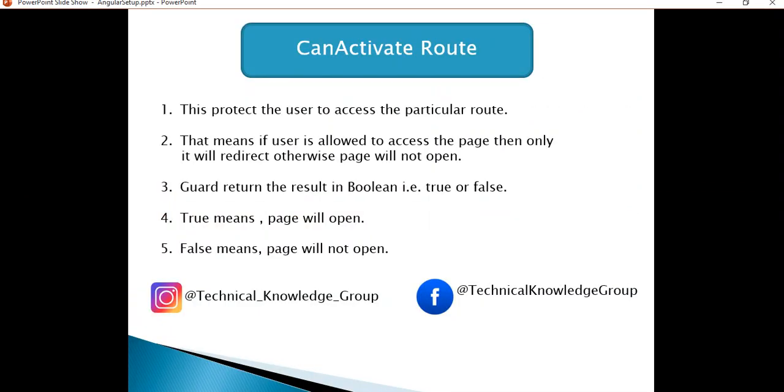So there are a few other types of guard I will explain in the coming videos. So canActivate guard allows the user to access a particular page or not. And the guard returns the result in boolean. If it returns true, then the page will open. If it returns false, the page will not open. This is a very basic and simple definition of canActivate guard.